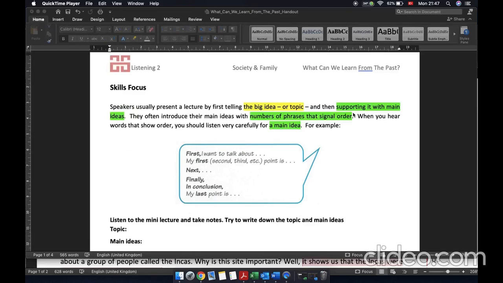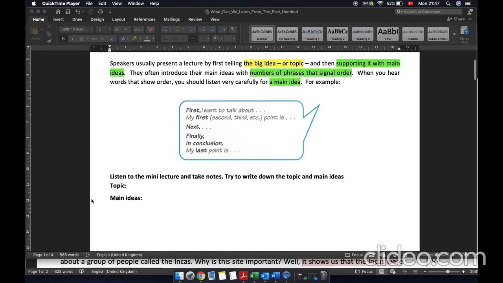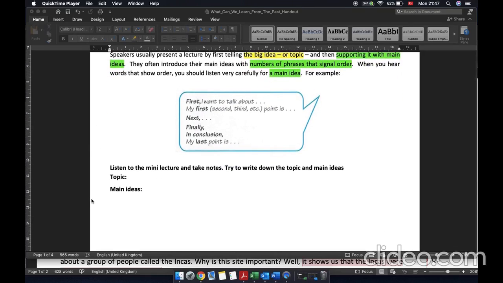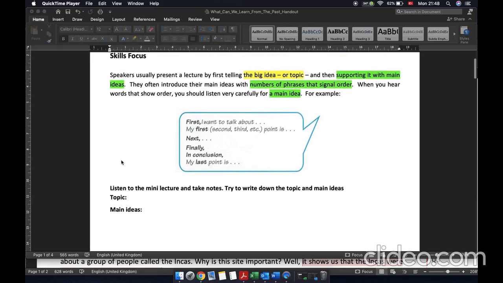Let's check the answers now. For the skills focus, you need to listen to the mini lecture to note down the topic and the main ideas.